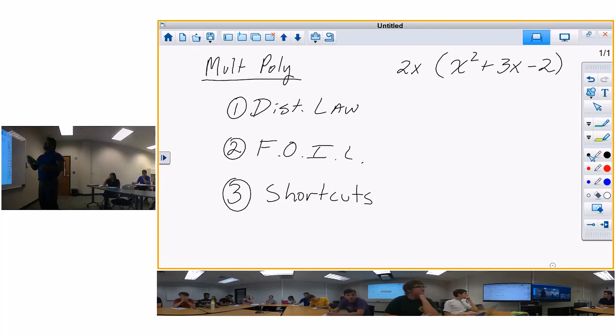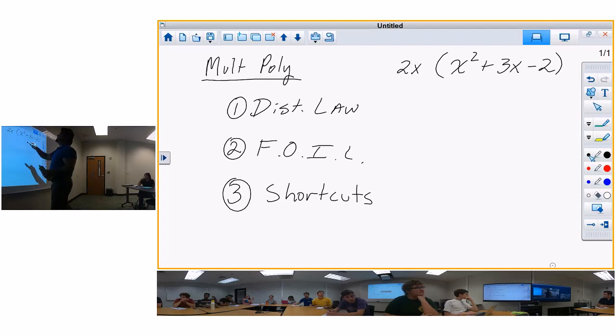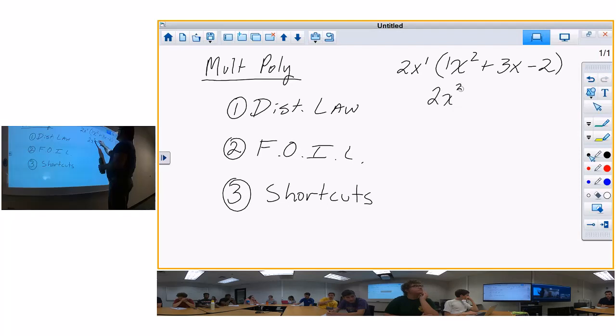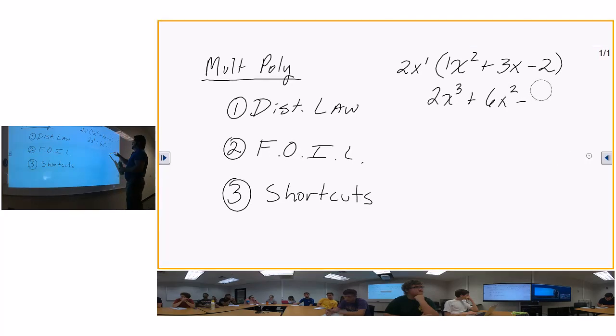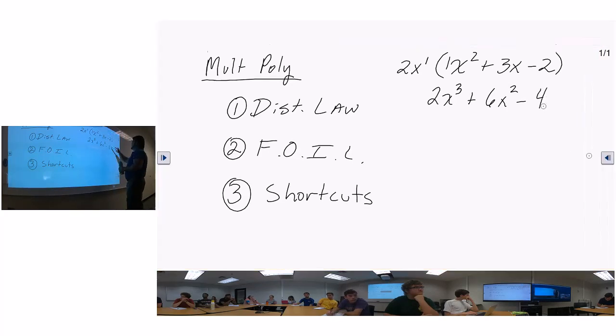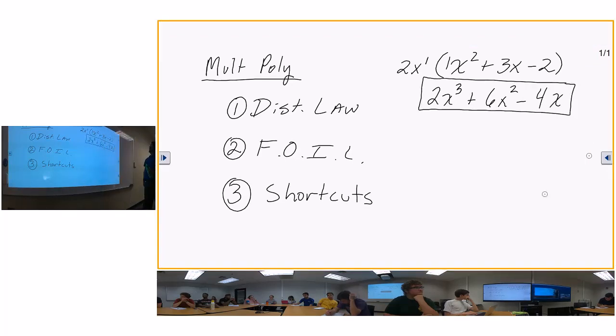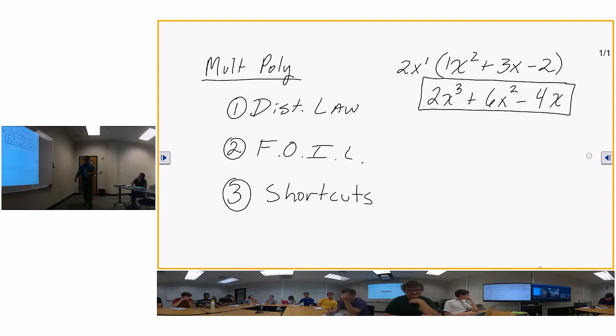Now, if you need to remember, this is to the first power. So the first one's going to be 2 times 1, 2x to the third plus 6x squared minus 4x. And everybody feels good about themselves, so they don't have to put smokestacks on their pickup truck. You feel confident, right? So that's the distributive law.